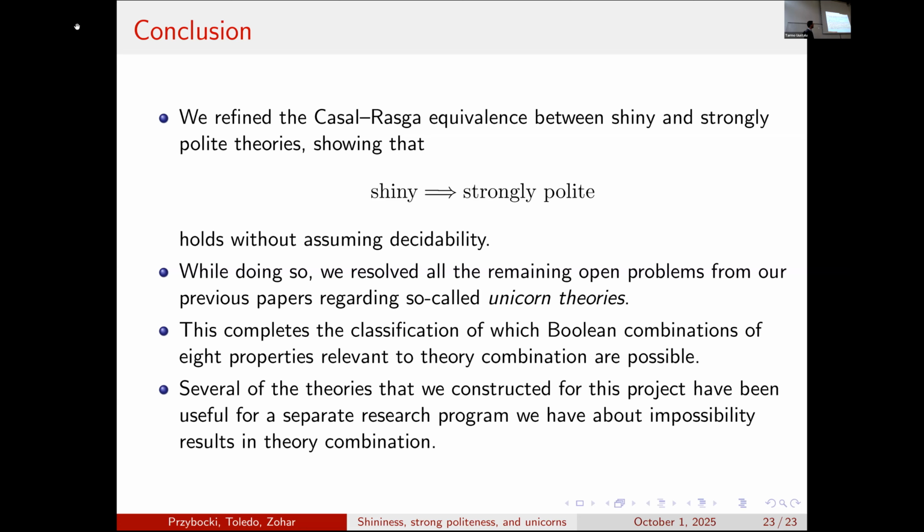And as a nice side effect of this, several of the theories that we've constructed for this project, we've had to construct a lot of theories that satisfy some conditions but not others, and this has resulted in having a nice stock of, you might think of them as, pathological theories that satisfy some nice properties we've cooked up. And that's been useful for a separate research program that we've been working on about impossibility results in theory combination. So earlier this year at CADE, we presented a paper called Politeness is Not Enough, showing that weak politeness is actually not sufficient for theory combination, which justifies the introduction of strong politeness. And in doing so, we actually had to use some of the theories that we've introduced in this project. And so I expect this to be useful going forward as well.